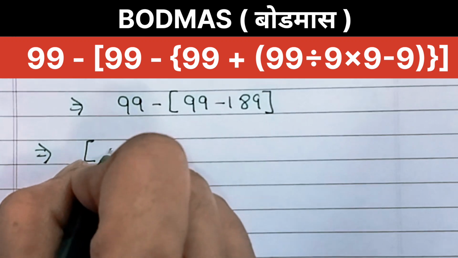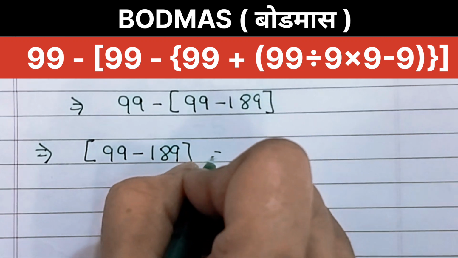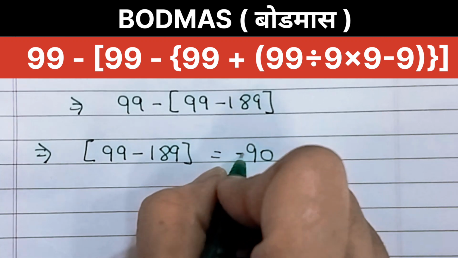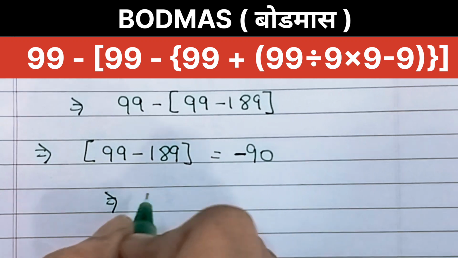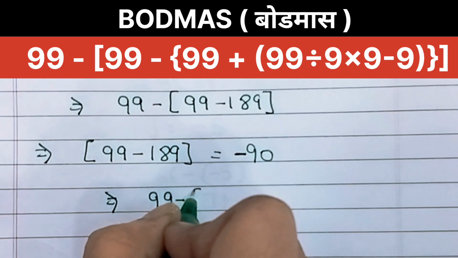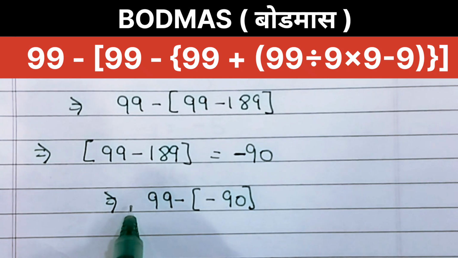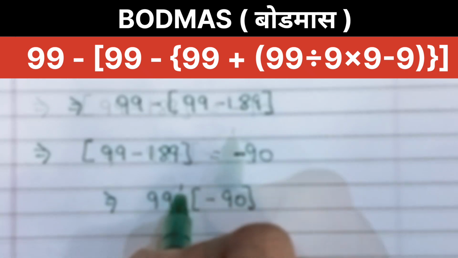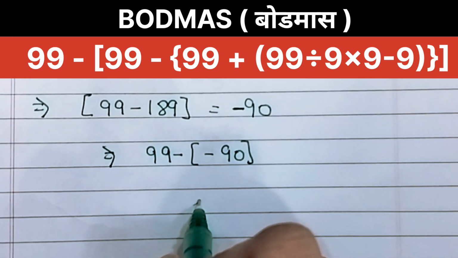So there is 99 minus 189 and it is equal to 90, but the answer is negative because the larger digit has a negative sign. Now the expression becomes 99 minus square bracket minus 90. So in this step 3, the square brackets are the outermost grouping. This gives us a single numerical value to work with for the final operation.